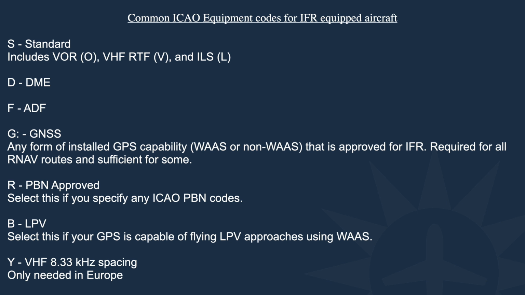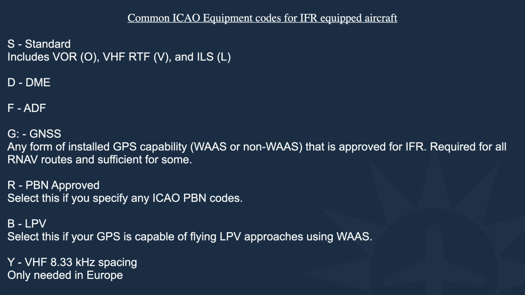The Golf code is for GNSS or GPS, either WAAS or non-WAAS. And this is for a GPS that is installed. Your ForeFlight on your phone or your iPad does not count as GPS as far as aircraft equipment. It must be installed, and it must be approved for IFR for you to use this code. You need to have this code for using any of the RNAV routes if you're going to be out there flying. So you've got to have this Golf code in there.